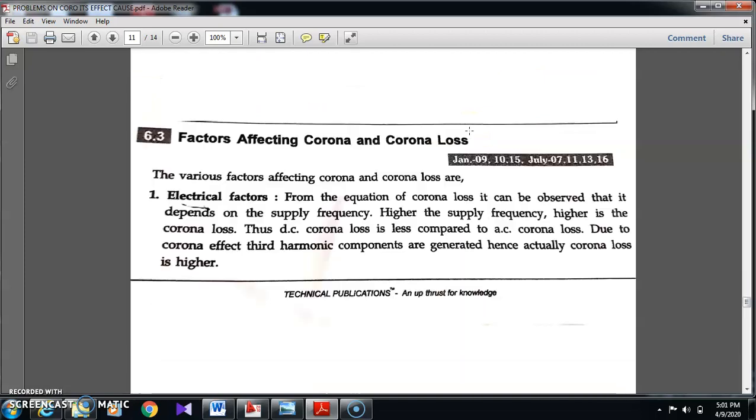Okay, so next, these are all the problems. With these problems, go through them. First write down the formula and go through all those problems.